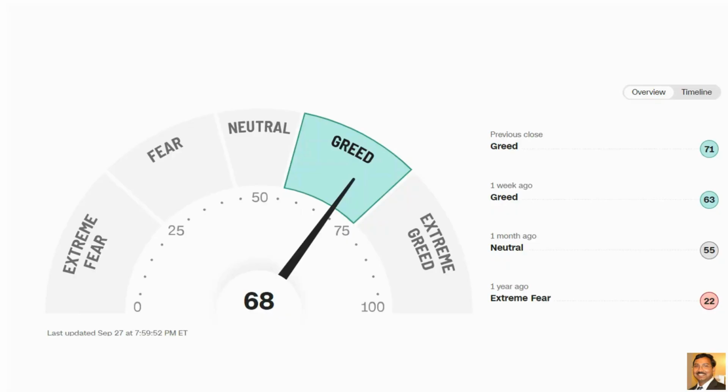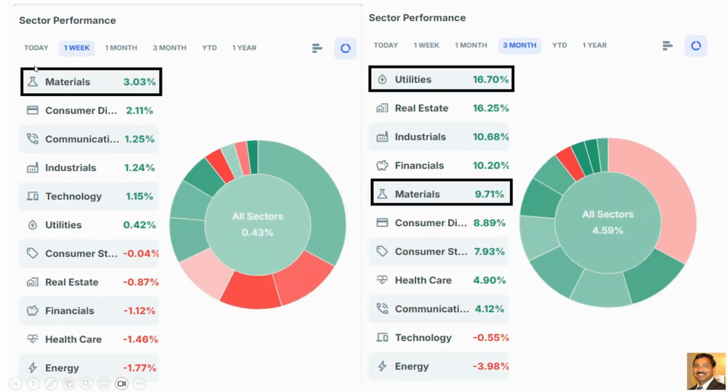The CNN Fear and Greed Index is in the greed zone. We know that last week it was also in greed. The market sentiment changed pretty fast from fear to greed in a few weeks. In sector performance, last week materials performed really well. The dollar index was down, and it helped the materials sector perform well.